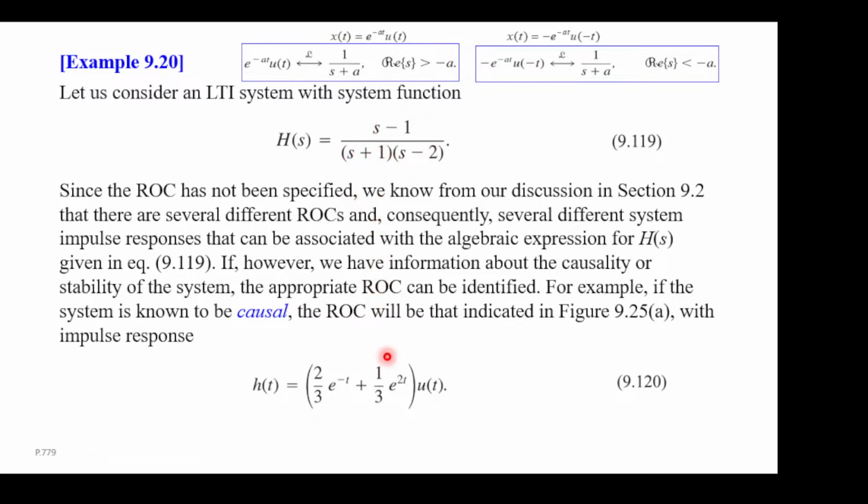You get a minus 1 pole and a plus 2 pole, so this minus 1 and plus 2 here. And because everything is right-sided, you get this u of t. That fits our expectation, because you have this u of t, so this is causal. Okay.